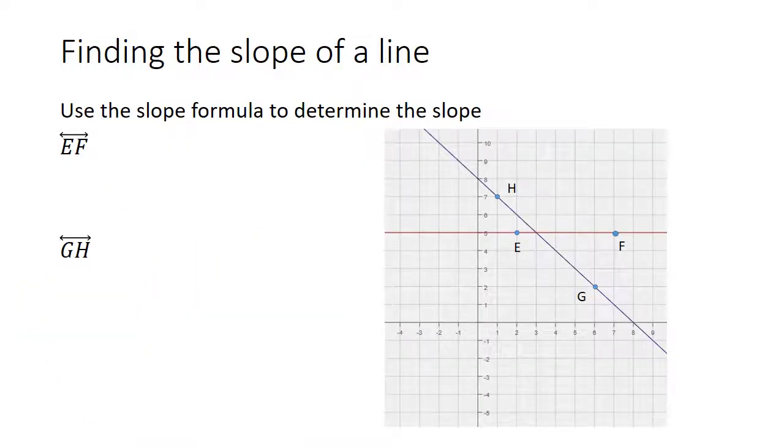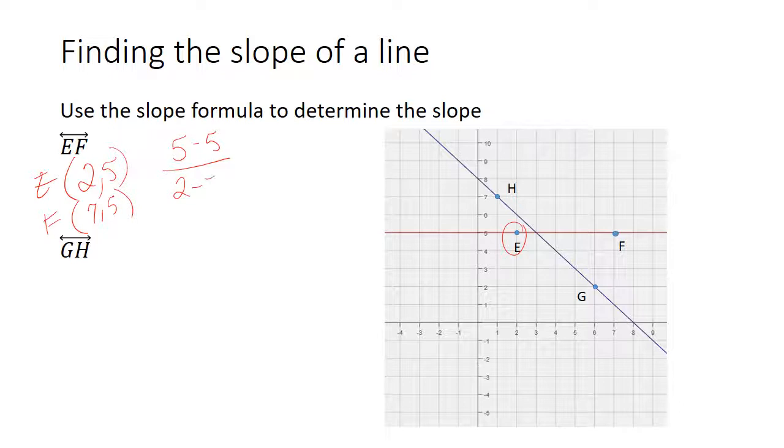How about these two lines? I'm going to give you a second. I'd like for you to find the slope of the line by yourself. All right, we're going to go with E first. E's values, the x is at 2, the y is at 5, so E is at (2, 5). F is at (7, 5). So I'm going to find the difference between my x's and my y's. My y's would be 5 minus 5. My x's would be 2 minus 7. That's going to give me 0 divided by negative 5.